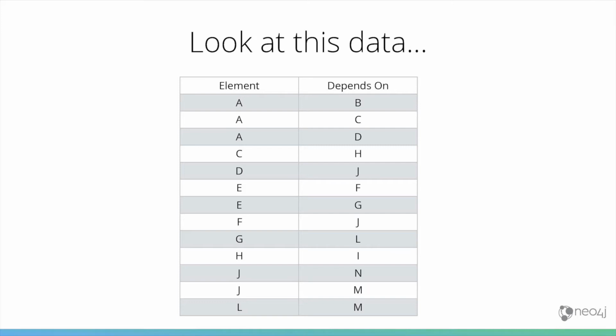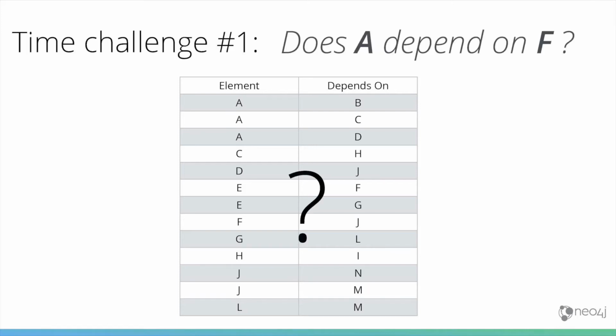So that's a way in which we've been representing data for ages, which is basically the relational model. But I'm going to challenge you here to answer a question in a short space of time. I'm going to give you 4 or 5 seconds. And here's my question. So does A depend on F? Right, so I'll give you 4 or 5 seconds. Maybe some of you have the answer.